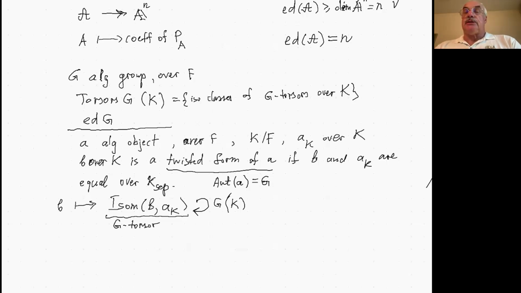And in many cases, the converse holds. Every torsor for the group G is isomorphic to the variety given by this construction for some, in fact unique, twisted form B. So you can say that the essential dimension of G is the same as the essential dimension of the class of isomorphism classes of twisted forms of A.